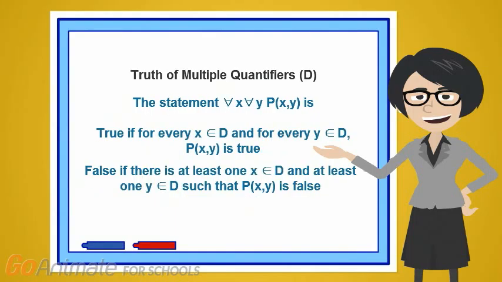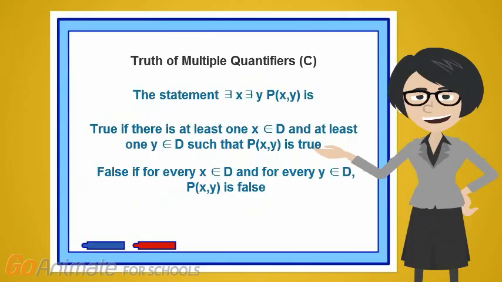Let's look at another combination of multiple quantifiers. The statement is true if for every x in D and for every y in D, P(x, y) is true. The statement is false if there is at least one x in D and at least one y in D such that P(x, y) is false.